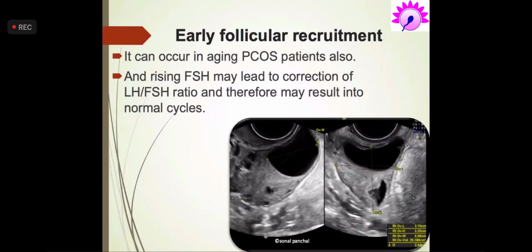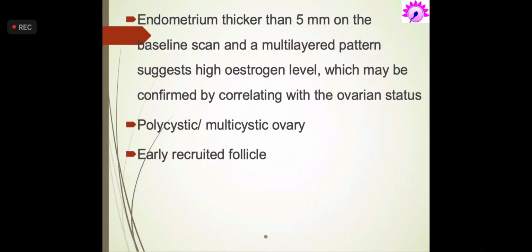It's actually the FSH which is rising, which leads to early recruitment of the follicle, and that is why the cycles become normal. So in PCOS patients also, you may have early recruitment of the follicle and normal length cycles, and that indicates rising FSH. In these patients, the multiple follicles of PCO reduce, but they still remain within the normal range, so about 5 to 10. It's correction of the LH FSH ratio because of the rise in FSH, which leads to normal ovulation in these cases.